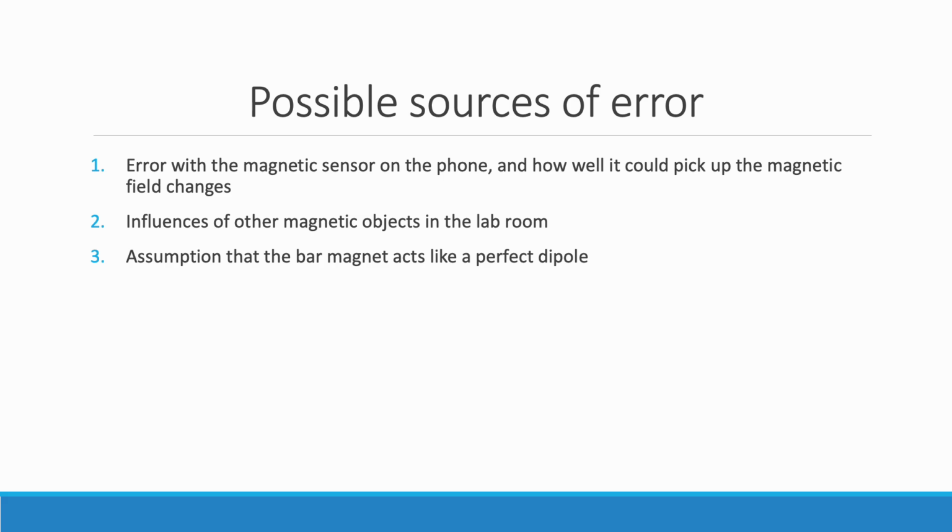So what I just mentioned is obviously a major source of error, but some other sources could be first, the errors with the magnetic sensor on the phone and how well it could pick up the changes in magnetic fields based on the distances. Secondly, obviously the influence of other magnetic objects in the lab room. Nothing was insanely strong, but a bunch of objects have just random magnetic fields. And then third, the assumption that the bar magnet acted like a perfect dipole for the calculations later done in the GlowScript computational model.